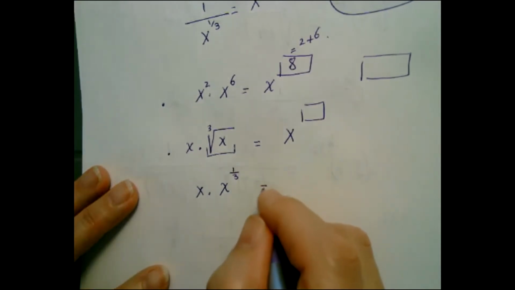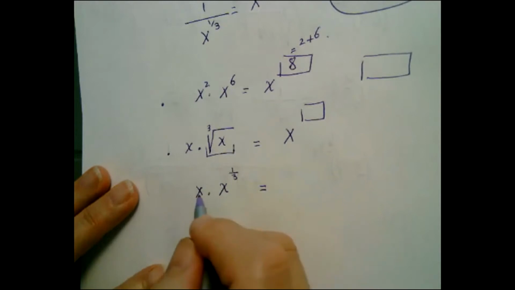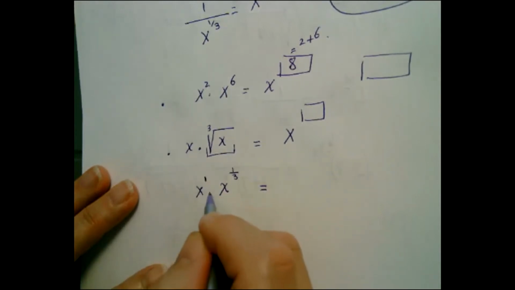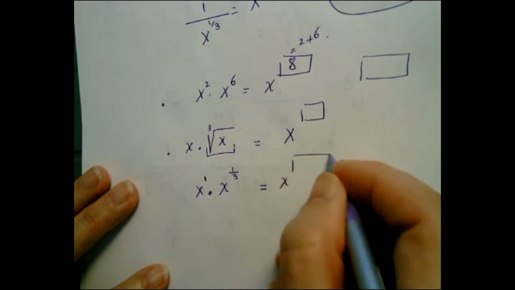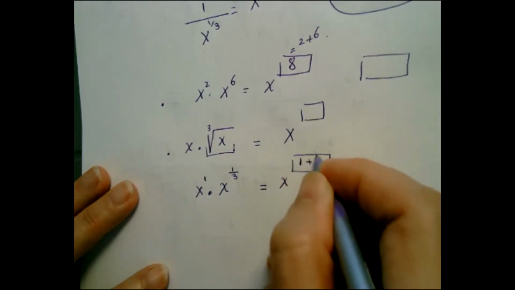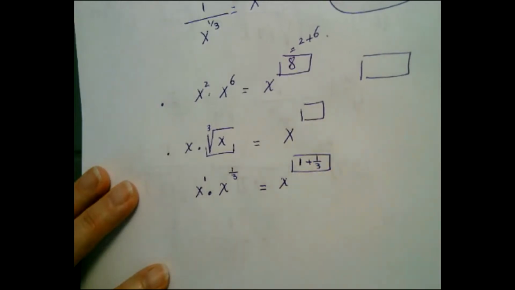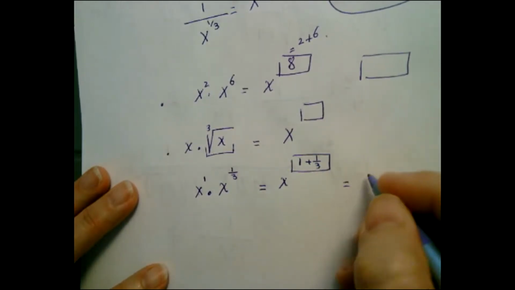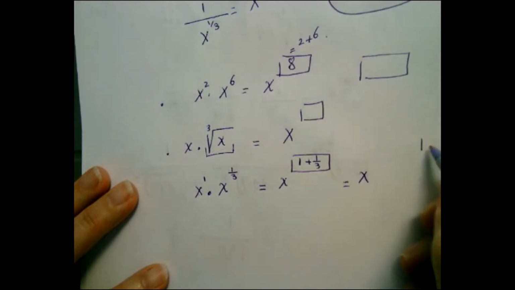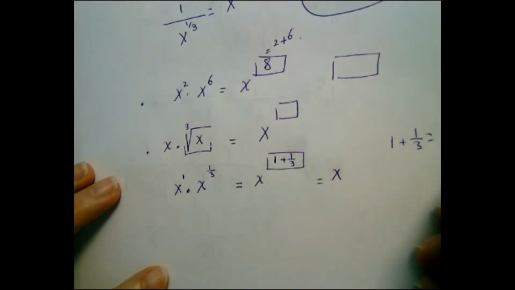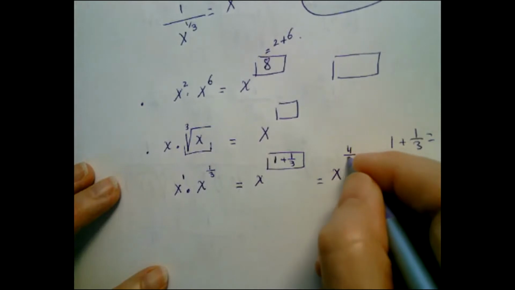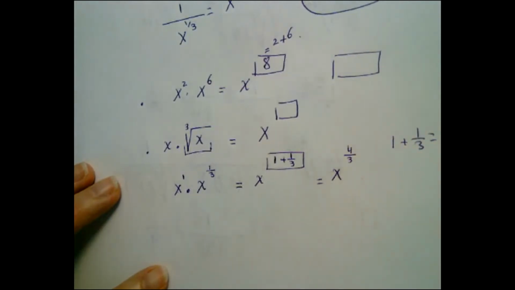Now, what are the laws of exponent? I have the same base x. I have a multiplication. So the law of exponent tells me you add the powers: 1 plus 1/3. This is a fraction, big deal. What is 1 plus 1/3? We can go to the side and do it. Common denominator is 3. This would give me 4/3. So that's x to the 4/3. So what goes in the box is nothing more than 4/3.